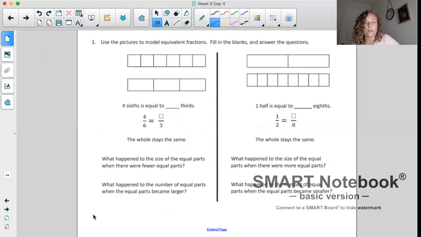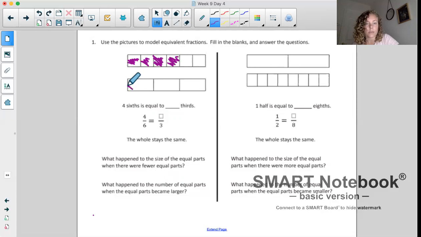Use the pictures to model equivalent fractions. Fill in the blank and answer the questions. 4/6 is equal to blank thirds. So we start by shading 4/6. I bet you guys don't even need my help on this. If you want to pause it and do the work by yourself and then hit play again and check your work, you can do that. I think most of you are probably good to go at this point. Okay, 4/6 shaded here is the same as how many thirds, so I should probably shade a little better.